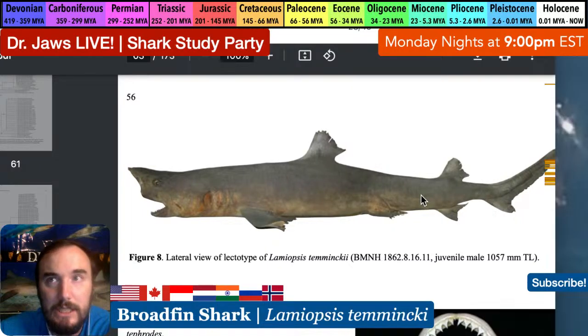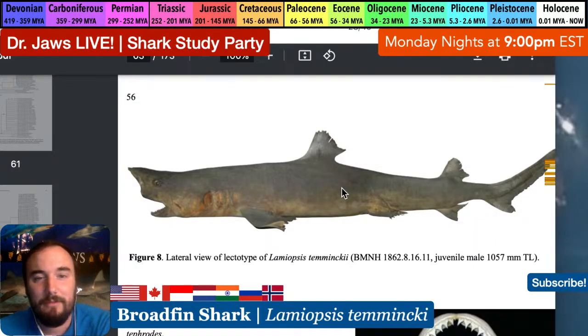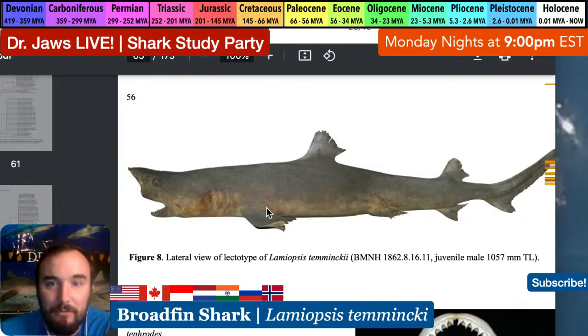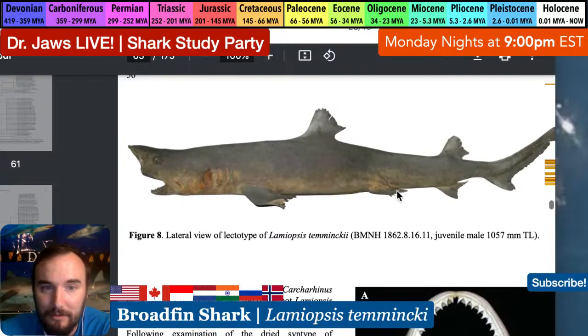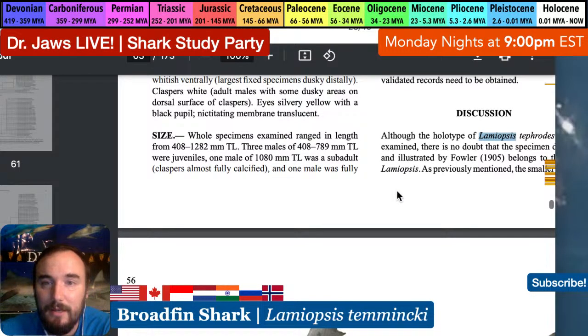And theoretically, you might be able to get DNA samples from this. It's extremely old, but it's still really cool. So, from 1862, BMNH is the British Museum of Natural History. So, incredible to see this here.